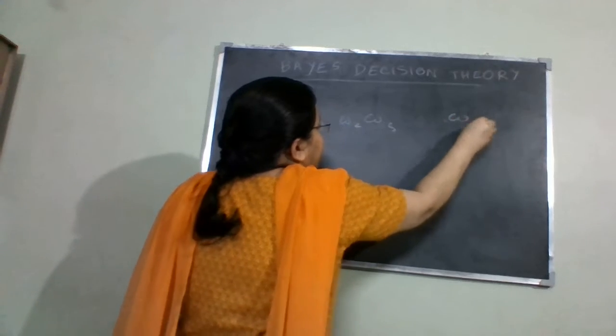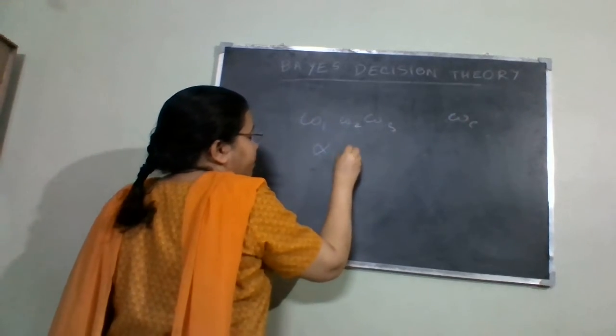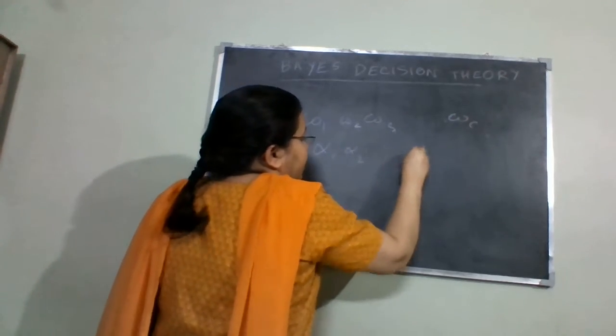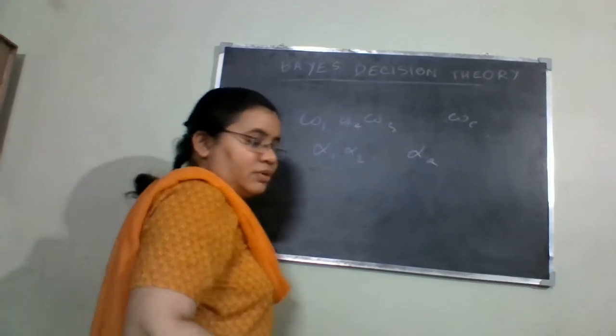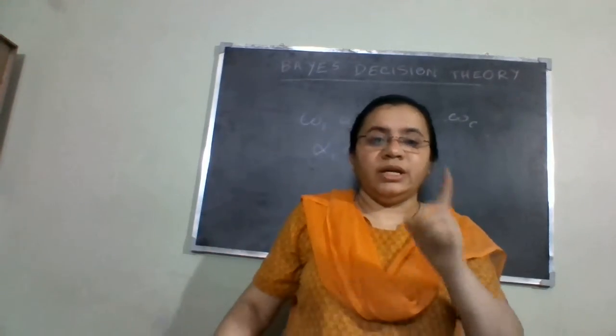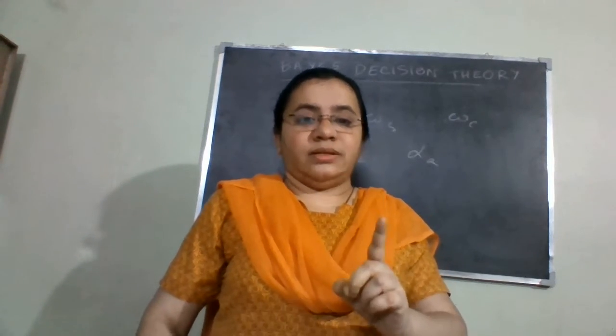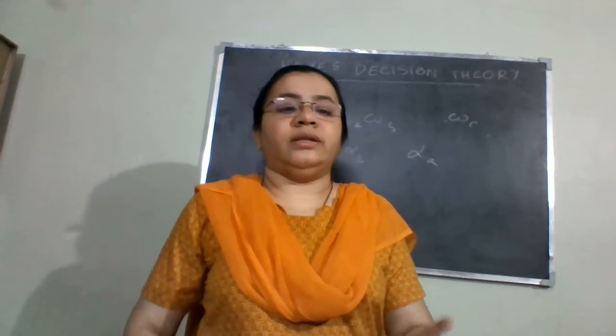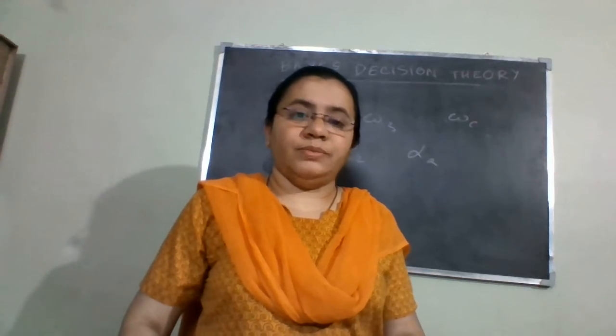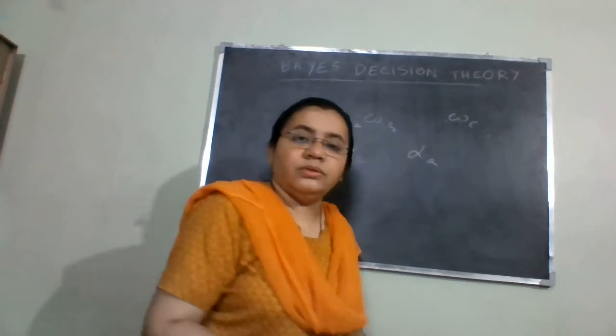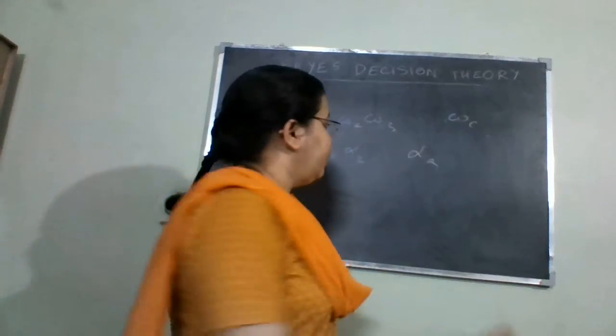renamed as omega 1, omega 2, omega 3, dot dot dot, omega C. And how many actions were we taking? Alpha 1, alpha 2, dot dot dot, alpha A. Now, in this two class problem, there will be only two classes, omega 1 and omega 2, and that is why the name of this problem is two class problem. So there are two classes, again I repeat, omega 1 and omega 2.